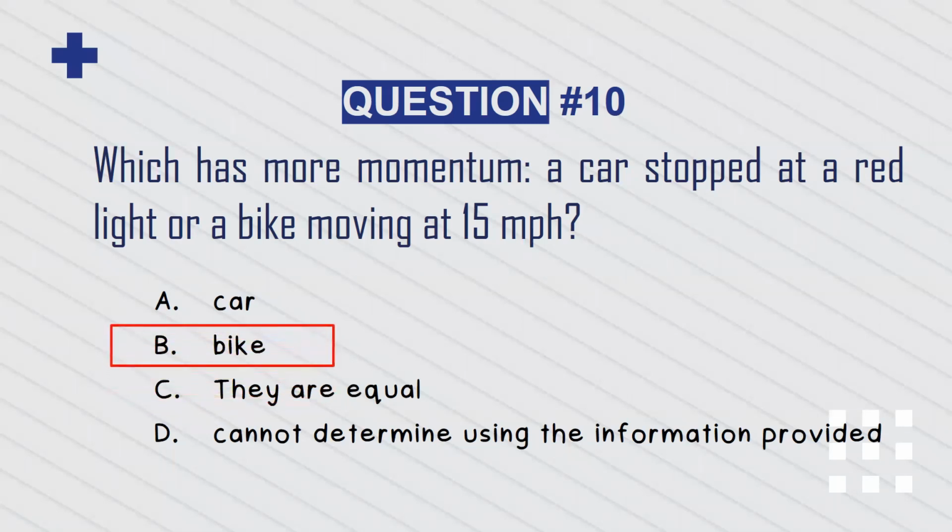So even though the bike is smaller than the car, the bike is moving at 15 meters per hour. However, the car has a larger mass, but it is at rest. It is not moving on a red light. So meaning, if it is not moving, it is at rest, it has no momentum at all. So that leaves us with the bike.